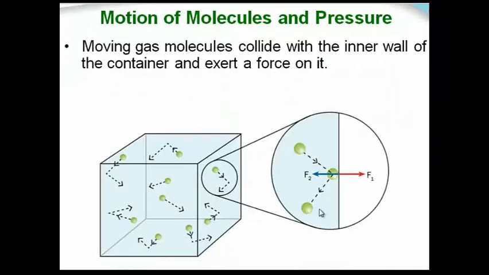As you can see from an enlarged diagram showing the inner wall of the container, when a particle of gas collides with the wall of the container, it exerts a force onto the wall. And there are many gas particles colliding on the wall of the container everywhere at the same time. This gives rise to an average force exerted on the wall.